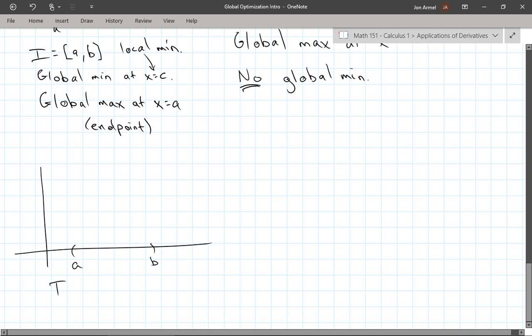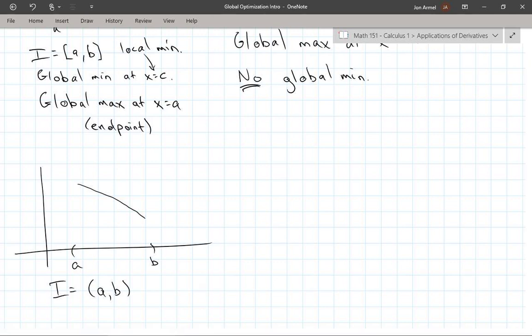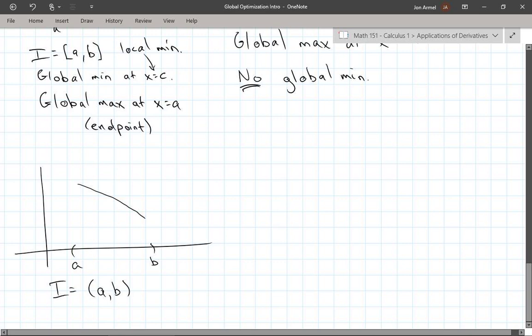So now let's say I is the open interval from a to b. And we've just got a really simple function. It's just a straight line. Straightish, whatever. So what happens at the endpoints? Well, the function can't be defined there, right? We're only talking about an open interval, which means we're not including a and b. So in the graph, I'm going to have to put open circles at a and b.